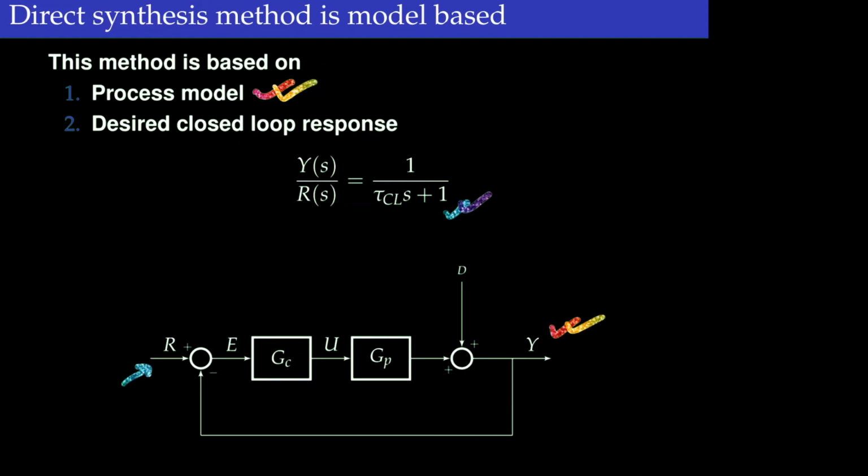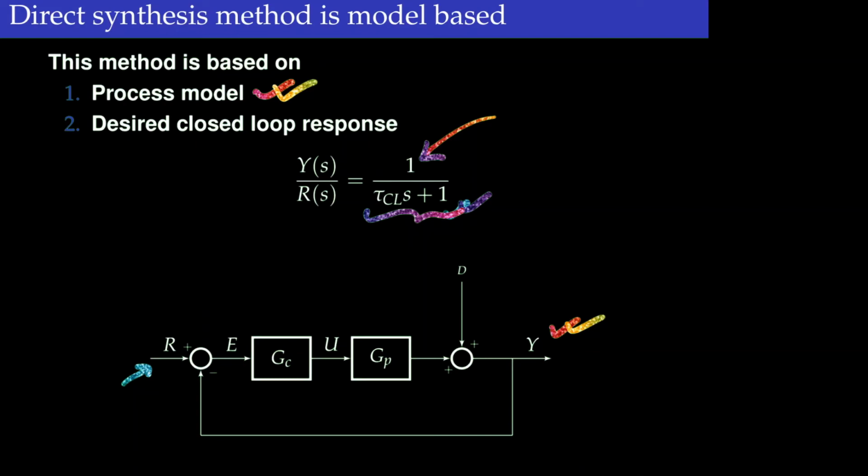If we define that we want the closed loop response to be first order, meaning that if there is a change in the set point, the output should move the same way as a first order process response. And here you see that the gain is 1 because we want the output to follow the set point. So the gain should be 1. Whatever the change in the set point, the output should have the same change.